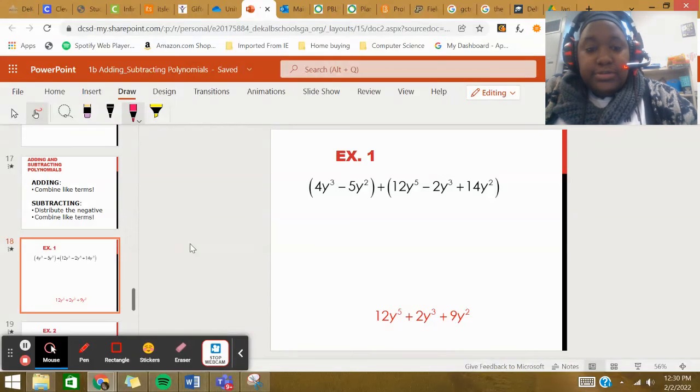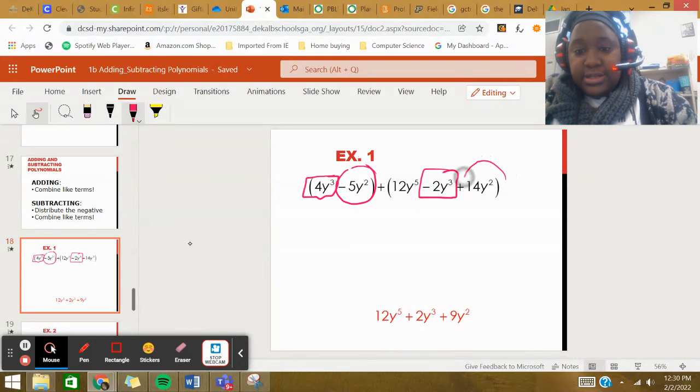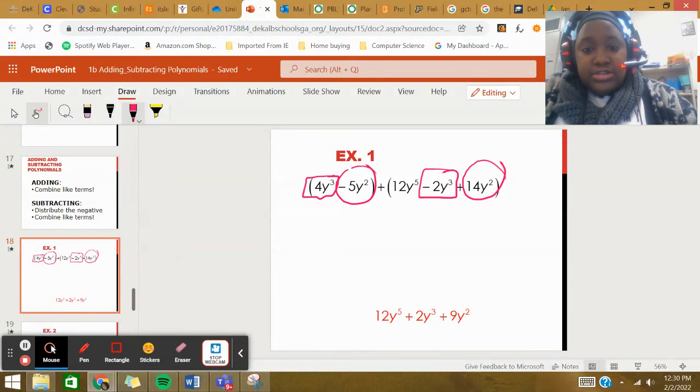So with adding polynomials, all you're doing is combining like terms. So the first thing I would do is use shapes to define which ones are your like terms. So we got 4y to the third here. We got negative 2y to the third. That's one set of like terms. And then I guess I can use a circle for this one. We have 5y squared, negative 5y squared, and then we had 12y squared. So I just identified all my like terms.